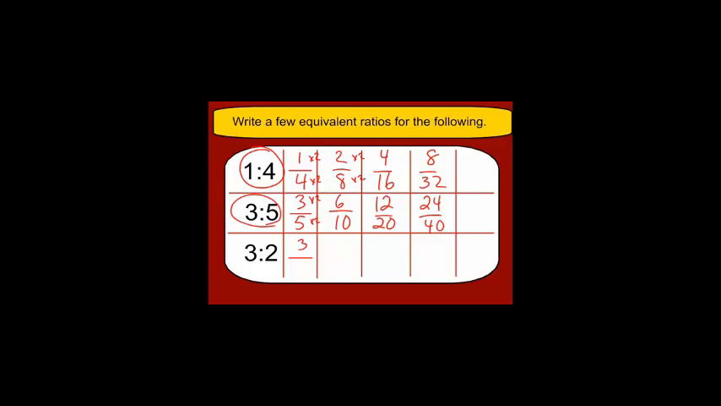And we'll just do one more. If the ratio was 3 to 2 and you wanted to write some equivalent ratios, just double them. So that'd be 6 to 4, 12 to 8, 24 to 16. Those would all be equivalent ratios. So that's what a ratio is, and that's how you can work with them.